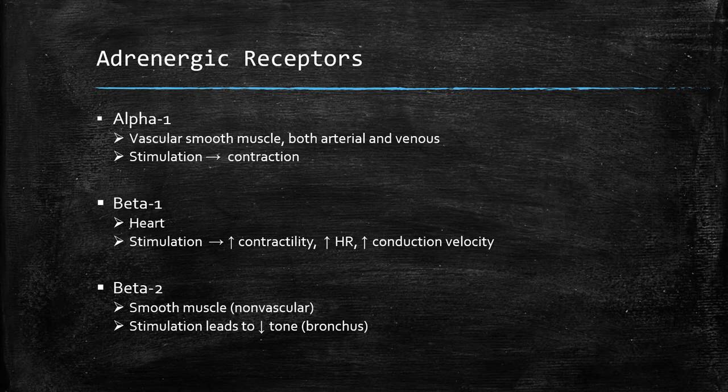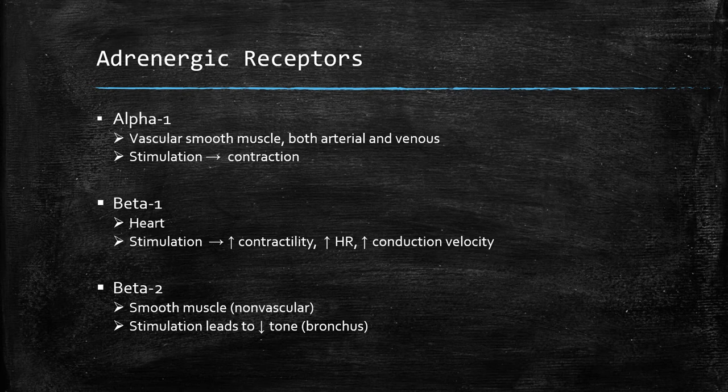The alpha-1 receptors are located on both arterial and venous smooth muscle, and stimulation of these receptors leads to increased vascular tone. The beta-1 receptors are located in the heart, and stimulation of these receptors leads to increased myocardial contractility, as well as increased heart rate and increased conduction velocity.